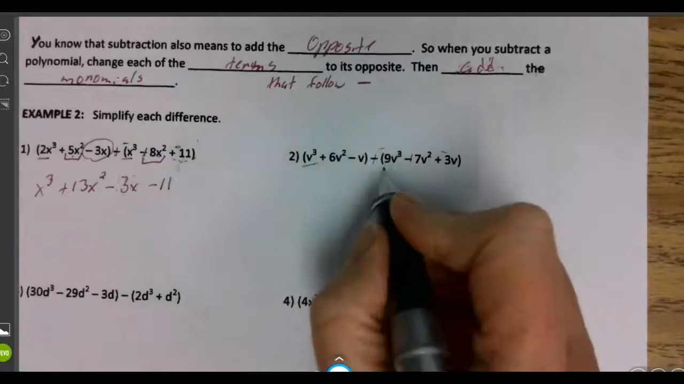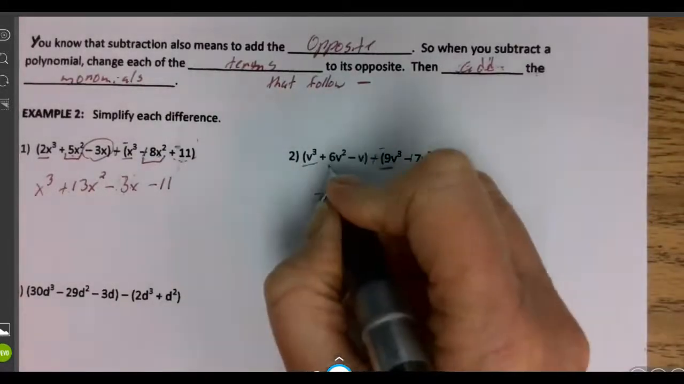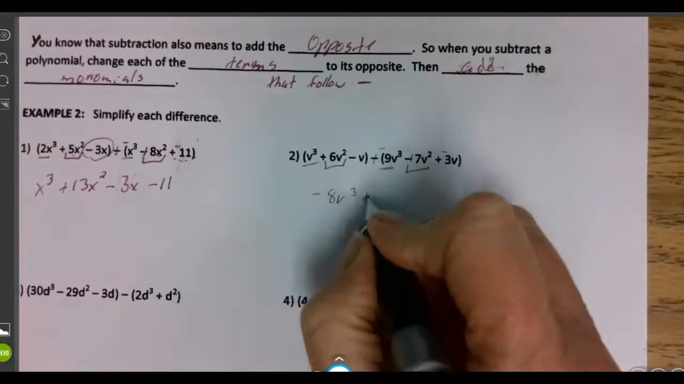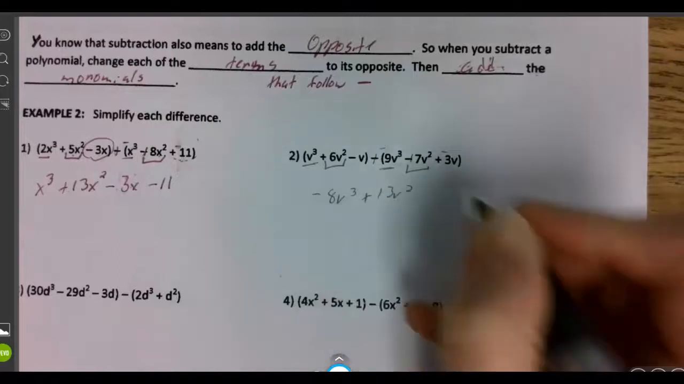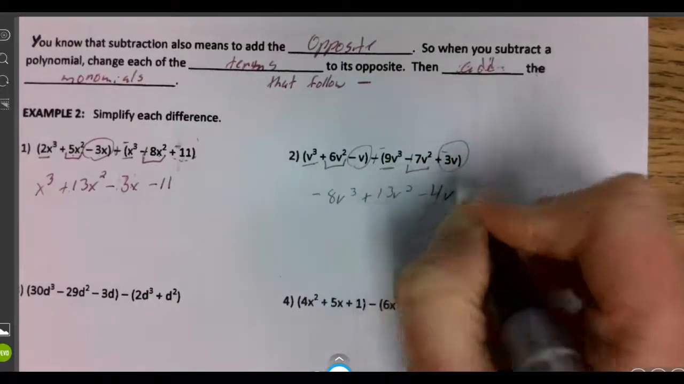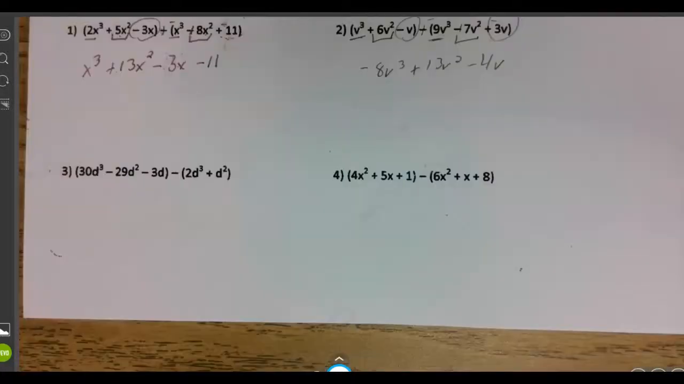Now I'm just going to combine like terms. Now I just use my rules for addition. So I get a negative 8v to the third. I'm going to be more careful. 6 and 7 is 13v squared. Negative v, this time I've got it, minus 4v. Okay? You're going to try the next two. Go. On these, you combine like terms.